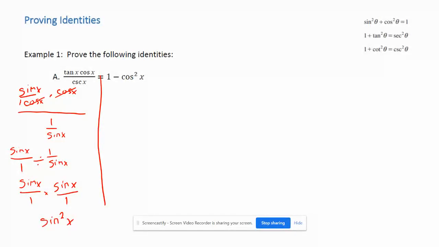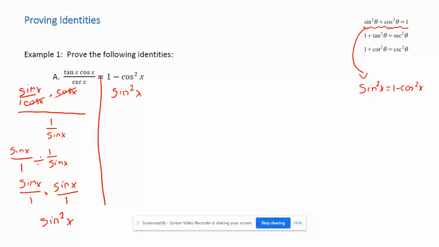Okay. Now on the right hand side, we have 1 minus cosine squared x. So we're going to be looking at our main Pythagorean identity. And all I'm going to do is subtract cosine squared from both sides. That means sine squared equals 1 minus cosine squared. So 1 minus cosine squared is sine squared. And we have then proved the left side equals the right side.